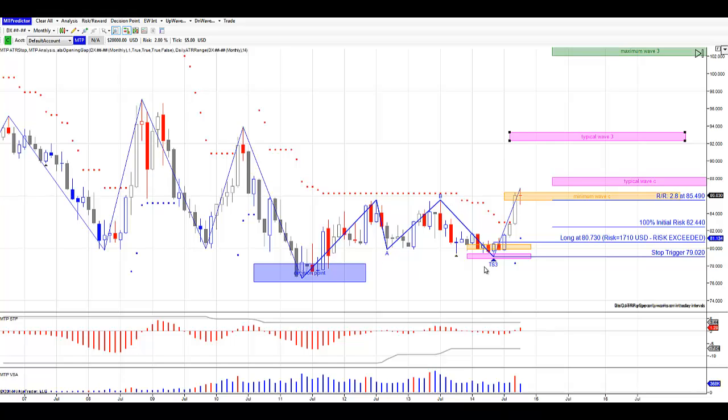This is the first ABC correction to that significant low, which Elliott many years ago said is the best time to be a buyer. So this was a very good time to be a buyer of the dollar back here, in anticipation of the rally, but the anticipation is that they would take out this wave 3, the typical and minimum wave C targets, and eventually reach the typical wave 3 target.